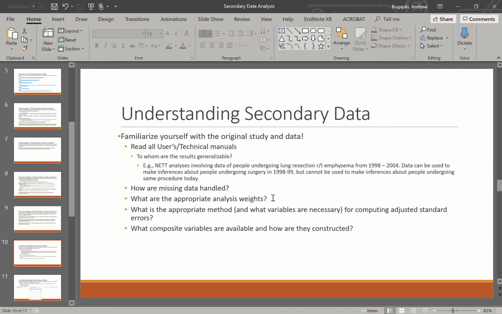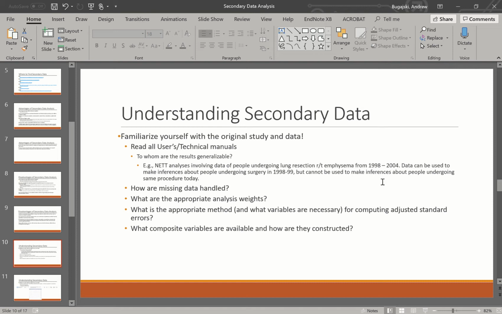So I'm going to pull up this example from NHLBI. It involves people undergoing lung resection surgery related to emphysema from like 1998 to 2004. It can be used to make inferences about people that underwent the surgery in 98 to 99, because that's when the surgeries were completed, because the follow-up took place from after surgery all the way through 2004. We cannot use these data to make inferences about the people undergoing the same procedure today.